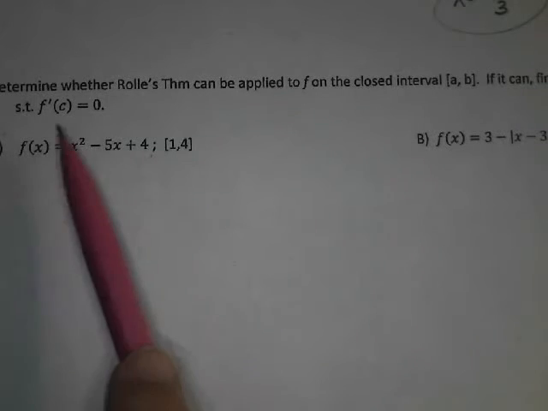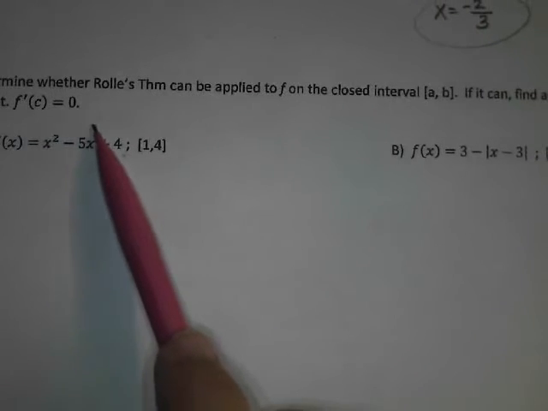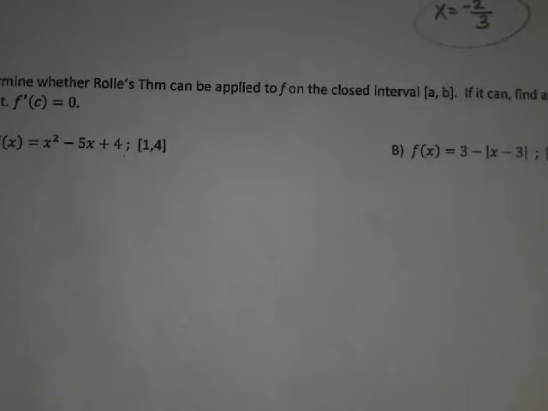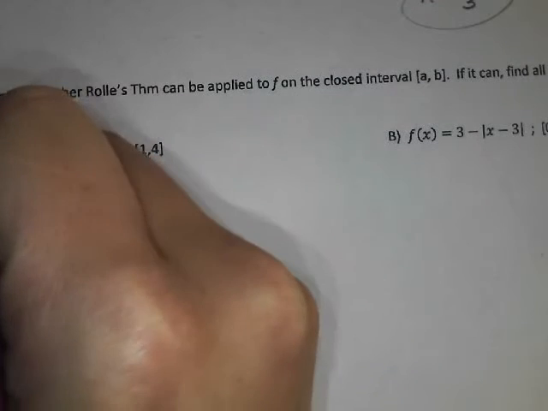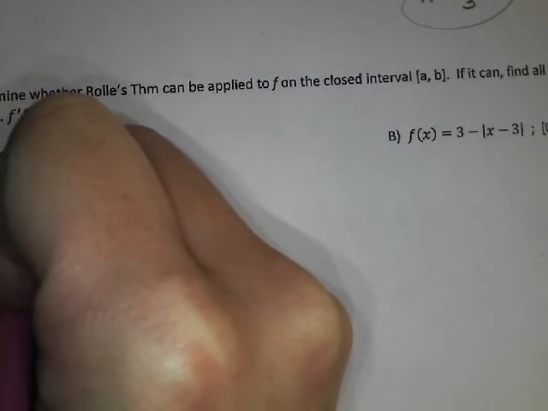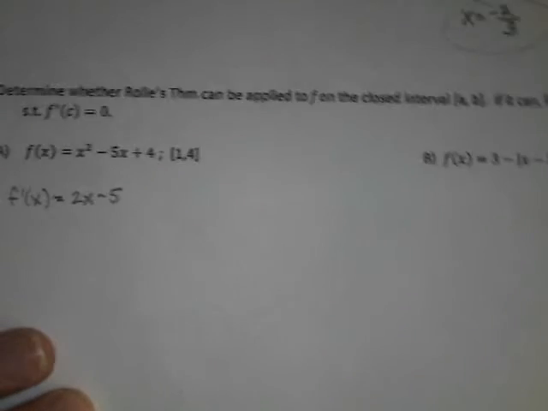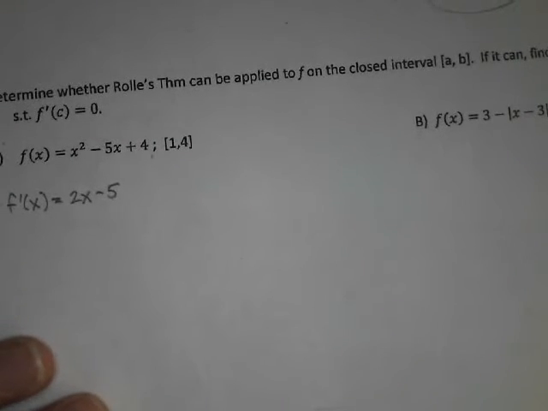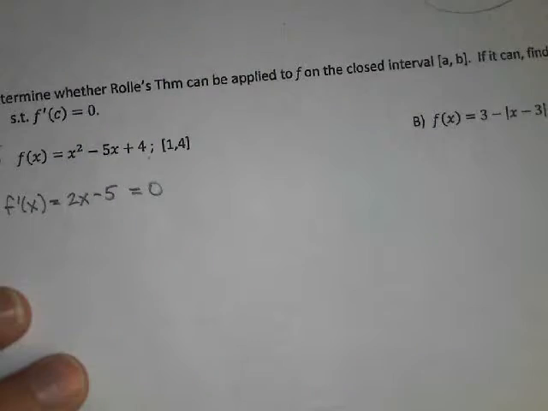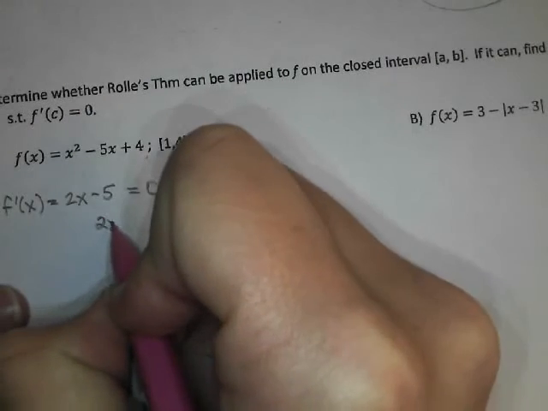So, take your derivative, 2x minus 5, set it equal to 0. Add 5 to both sides, divide by 2. Is that in the interval? Yes.